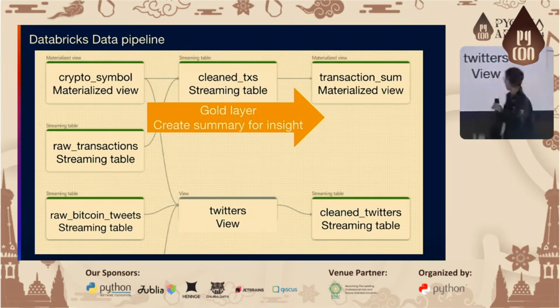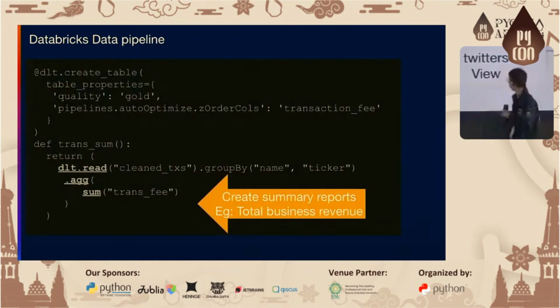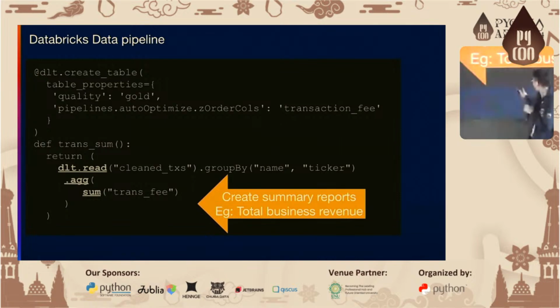Finally, the gold layer. Here I create a summary report for my CTO to get the business insight. Here, only one thing I've done: create a summary report by aggregation sum function. For example, here I create a real-time total business. I get the total business spending and how much money I get from the business.